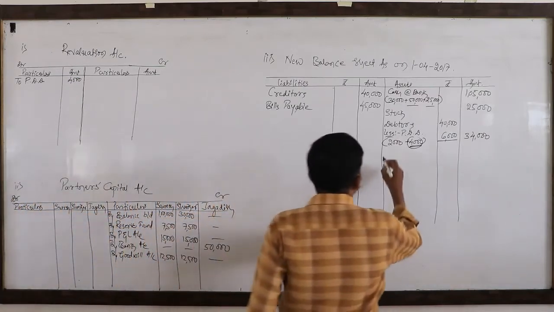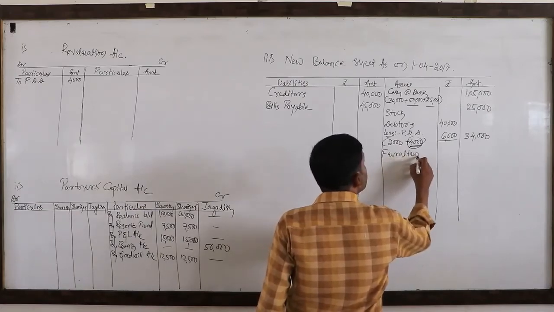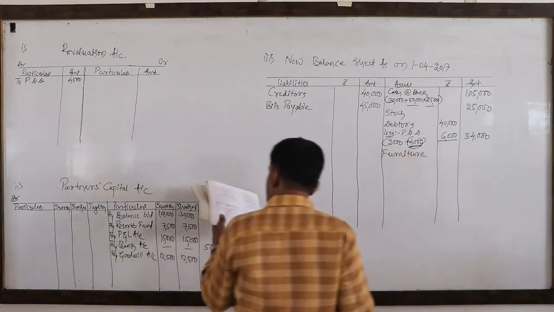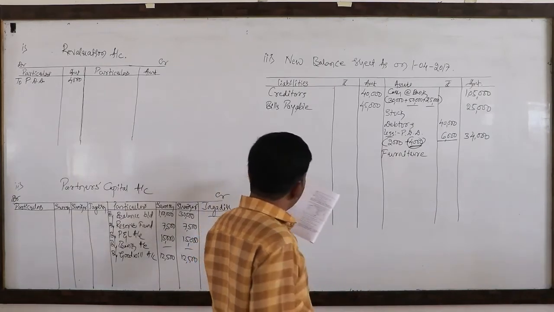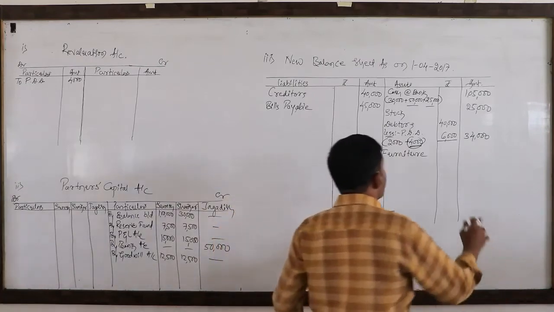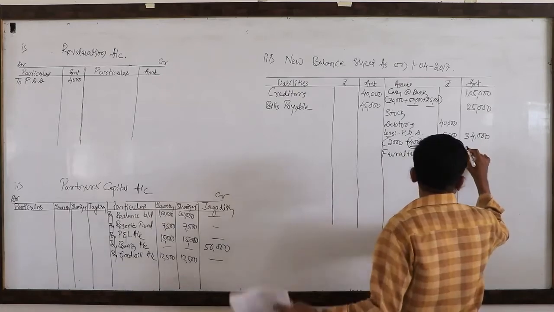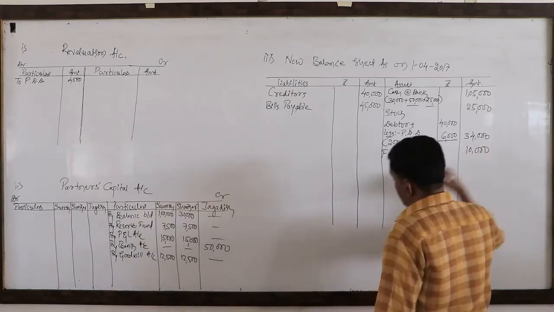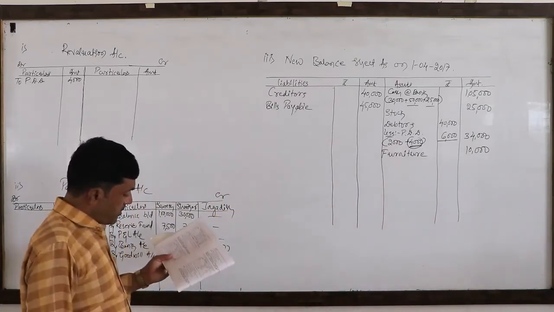Okay. Furniture. Very simple. Look at the furniture. What is the amount of furniture? Furniture of rupees 10,000. Is there any adjustment for furniture? No adjustment for furniture. Simply write it in the outer column, rupees 10,000. Exactly. 10,000 furniture.